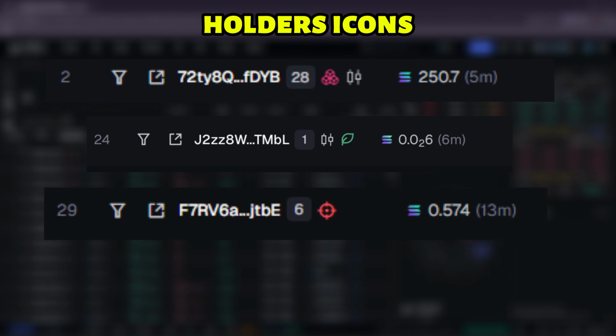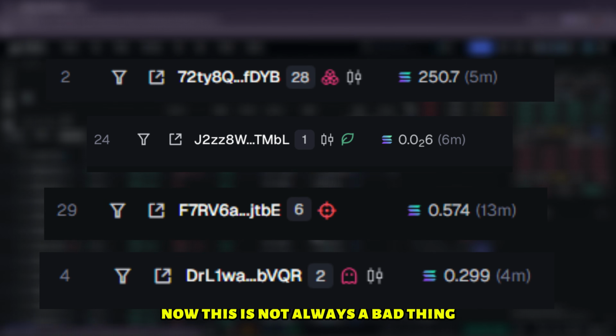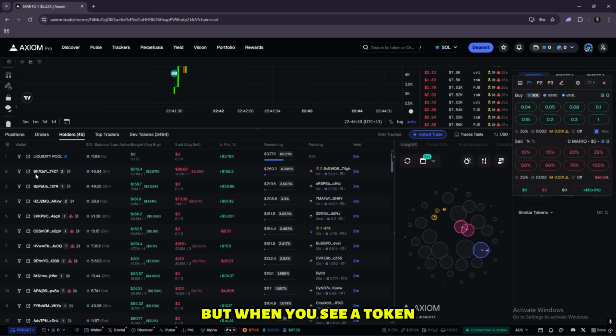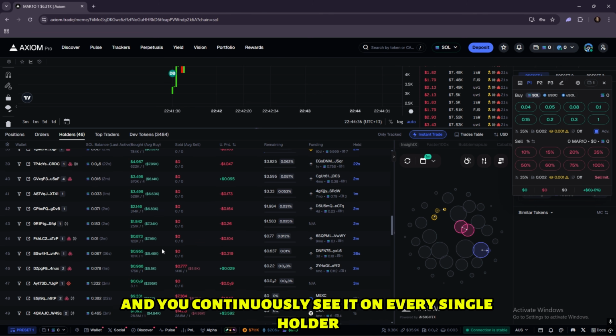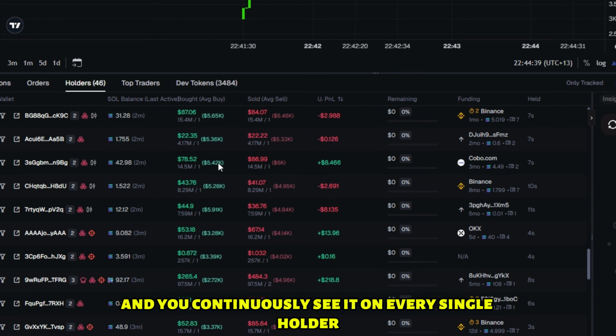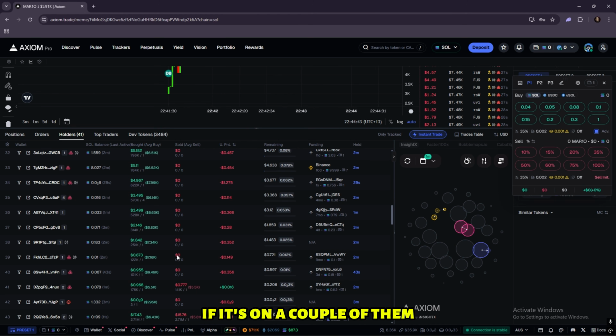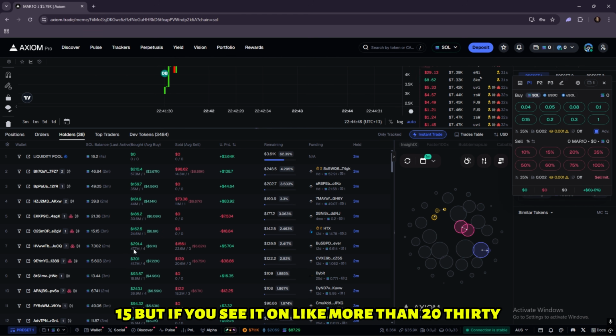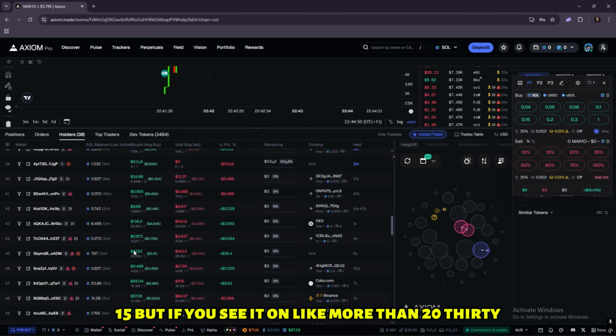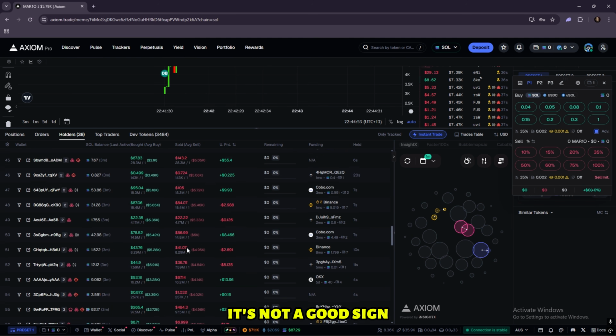Method number 3, holders icons. Now this is not always a bad thing, but when you see a token that has majority of this logo here, if you scroll down and you continuously see it on every single holder, then that's not a good sign. If it's on a couple of them, that's fine. If it's on like maybe 10, 15, but if you see it on like more than 20, 30, 40 holders like this one, it's not a good sign.